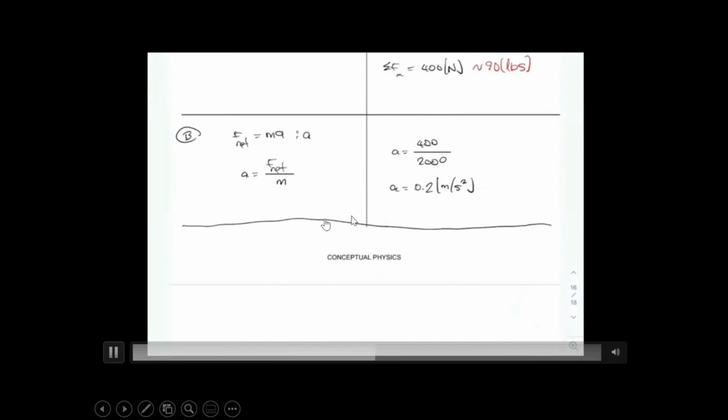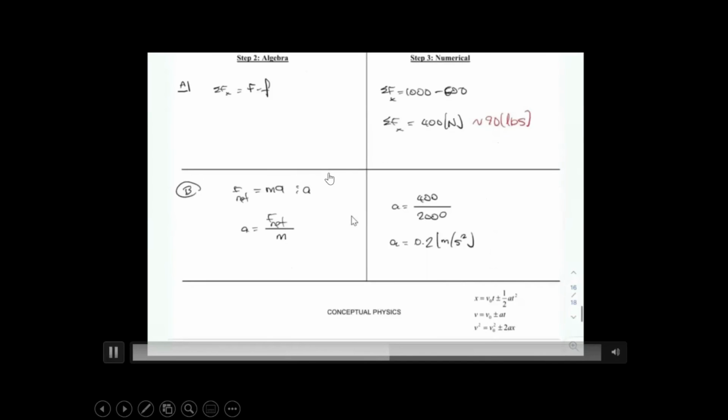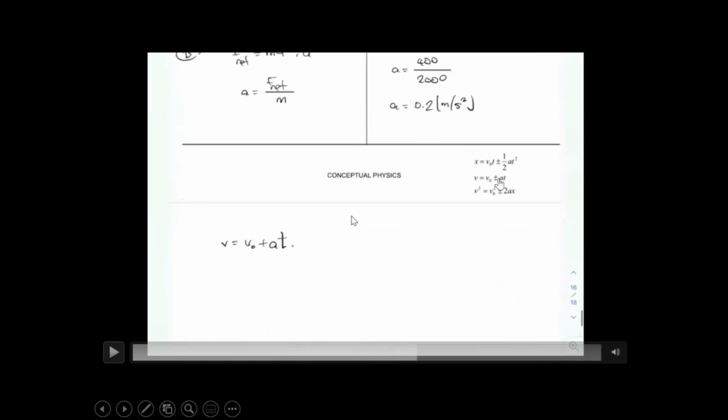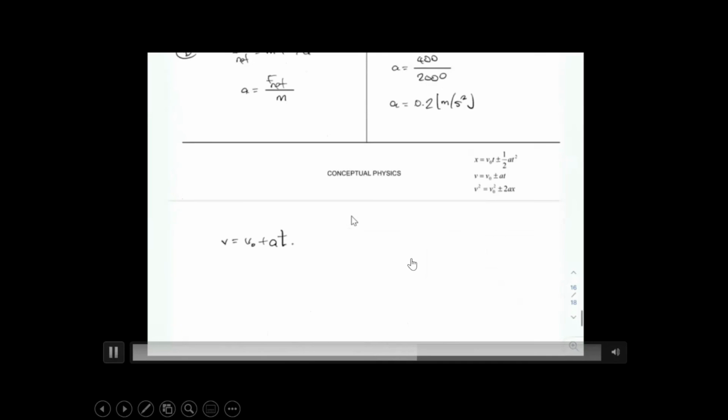Part C of the question. How fast 30 seconds later? This thing is initially going at 60 miles per hour, so how fast will it be moving 30 seconds later? Only one makes sense to use, and it's this one. You know the initial speed, you know the acceleration. Figure out the time. No, figure out the final speed at this time. So this is the one we get to use.